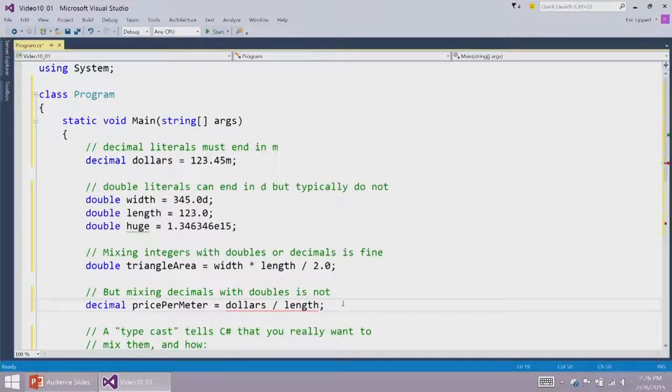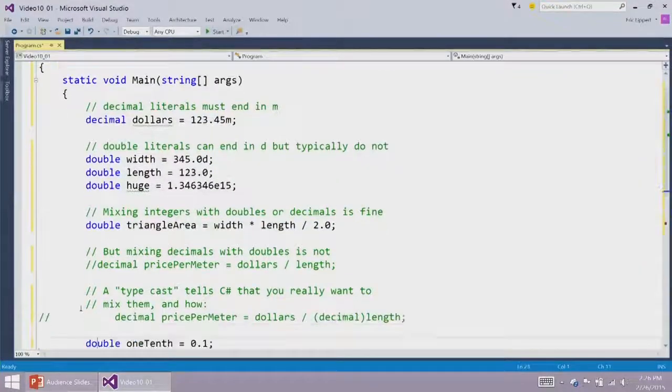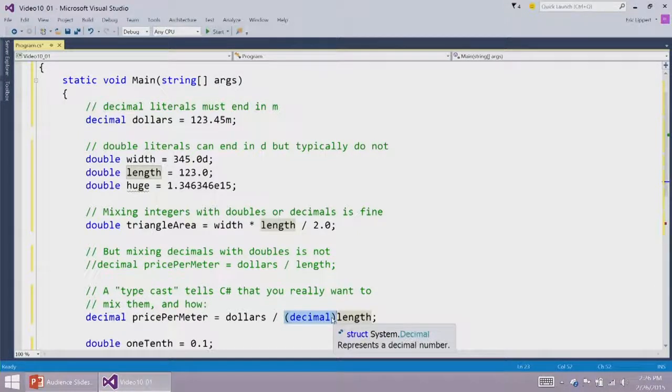Now, suppose you really do want to do this. You want to say, no, really, I want to divide dollars by length, I want to get a price per meter, and I want the result to be a decimal. Well, C# has a special operator called a typecast that lets you do that. So here we can say decimal price per meter is equal to dollars divided by, and then before the length expression, we put in parentheses the name of the type that we wish this thing to be.